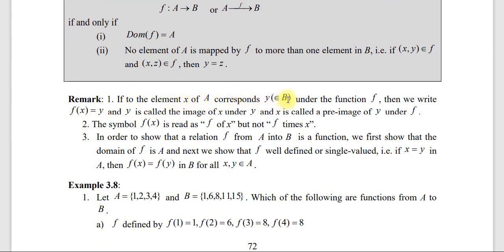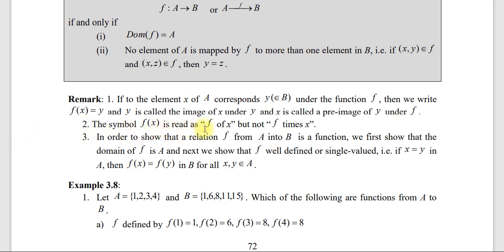Next, remark 1: if to the element x of A corresponds y, an element of B, under function f, then we write f(x) equals y. Most of the time a function is written this way: instead of y, we write f(x) equals. f(x) simply means y, and y is called the image of x under f, and x is called the pre-image of y under f.